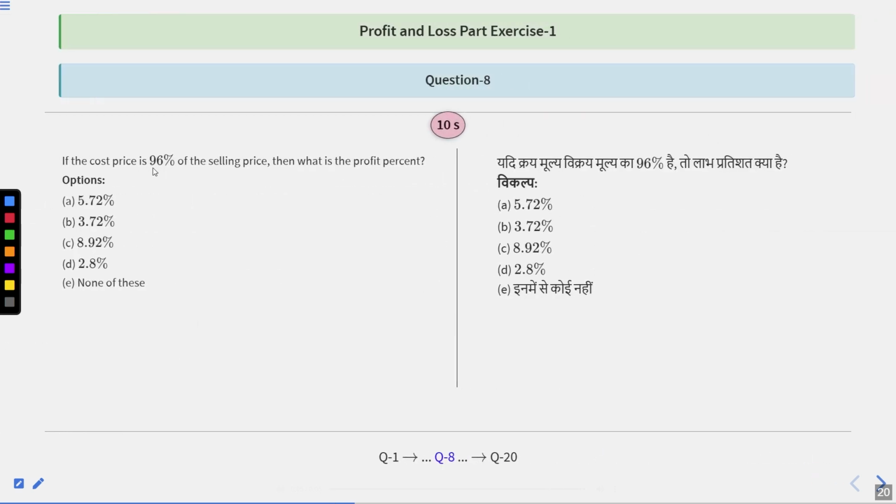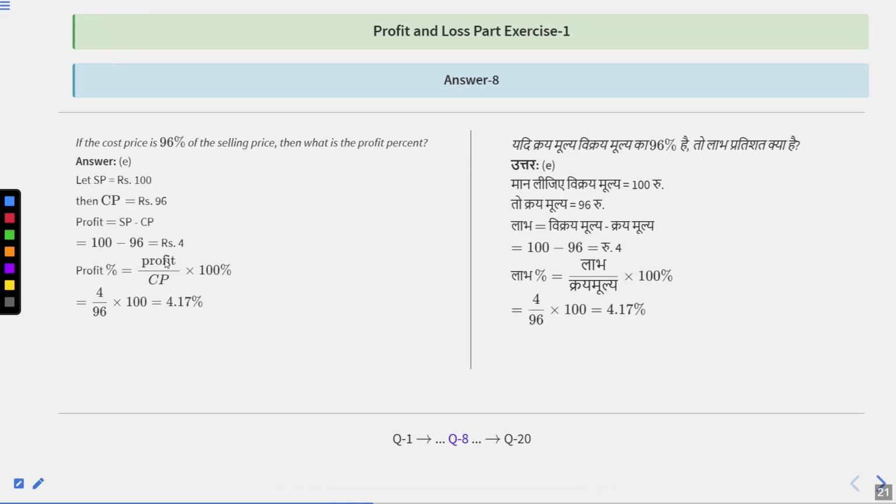If the cost price is 96% of the selling price, then what is the profit percent? You have 5 options and 10 seconds to solve this question. Your time starts now. Now time's up. Let's see the solution.